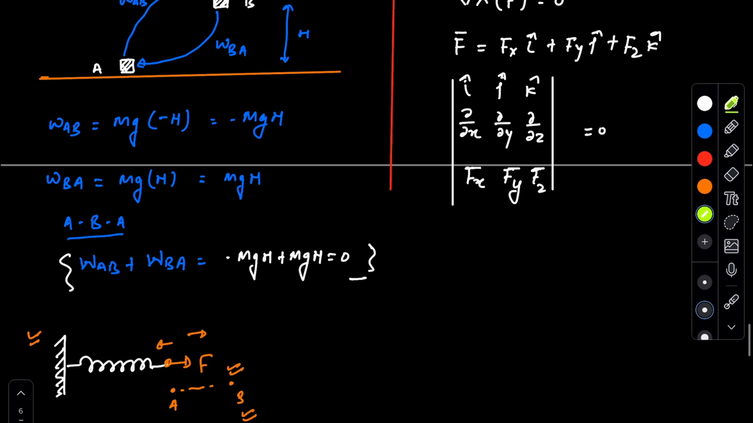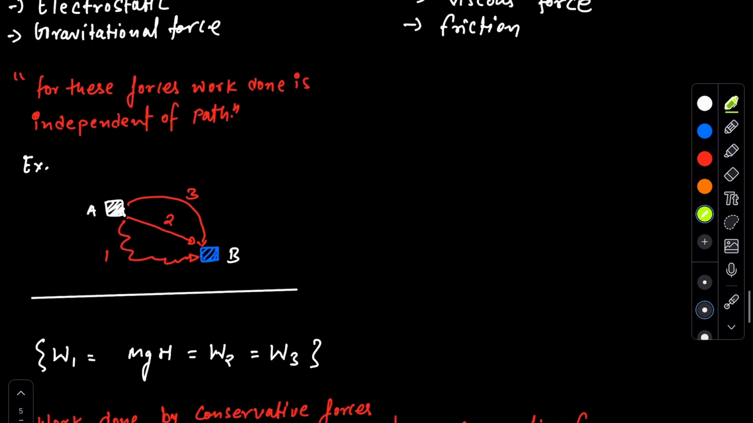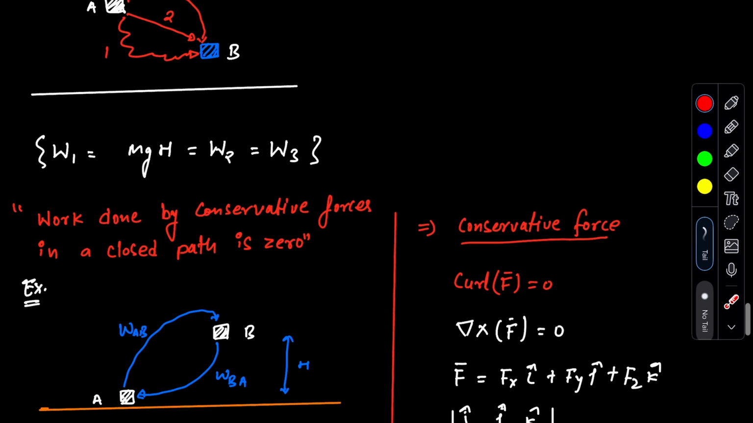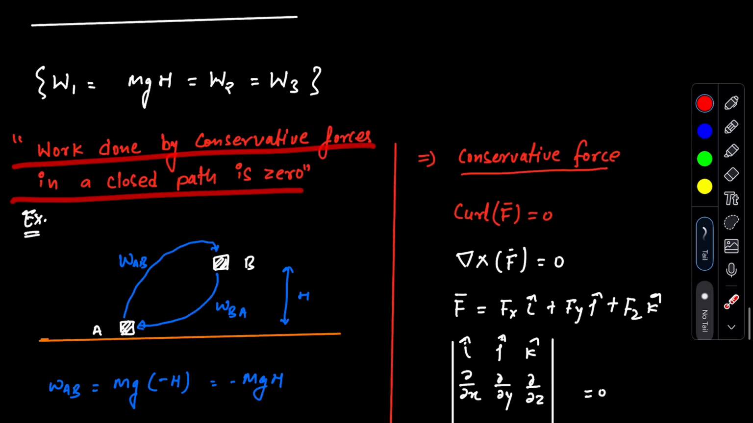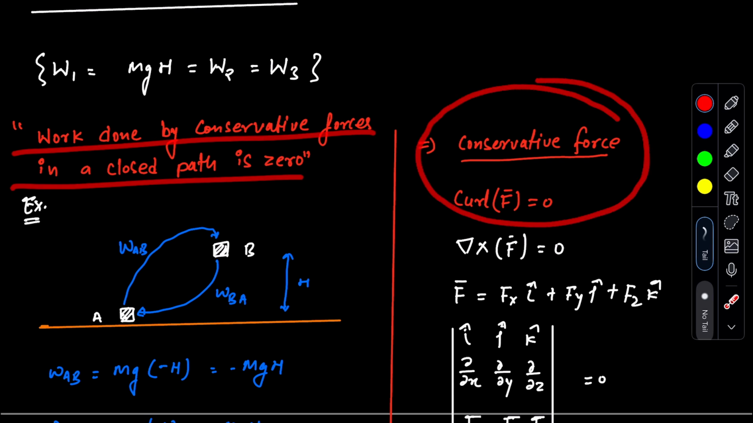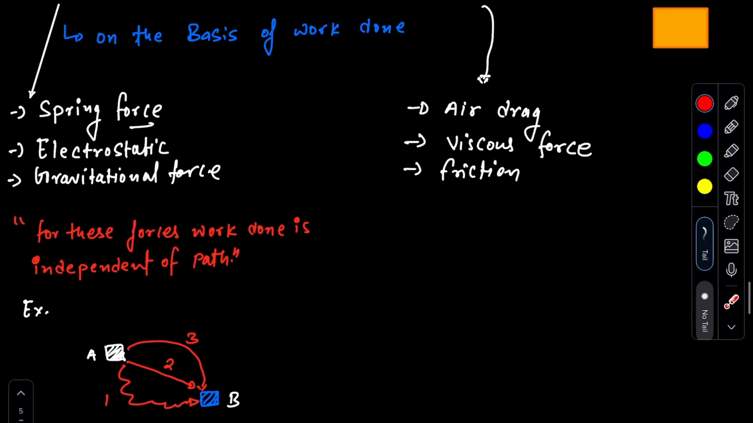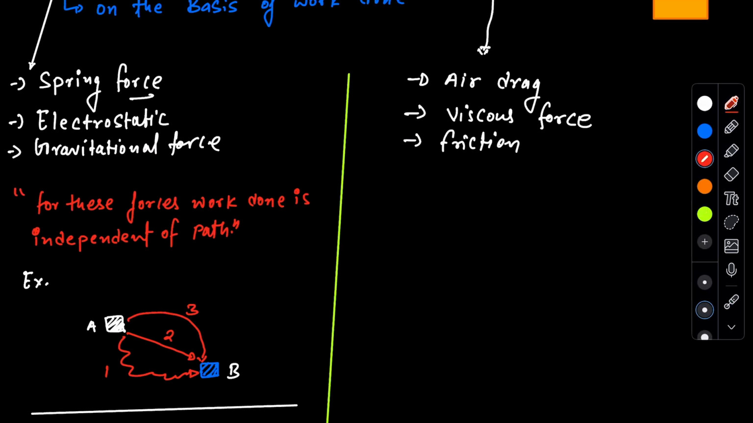Alright, so now we know what the conservative forces are. Basically, for a conservative force, work done is independent of the path. Second thing is work done by the conservative force in a closed path is 0, and this is the third point, that for a conservative force curl F will be 0. Okay. Now what about the non-conservative force? For a non-conservative force, the conditions will be just the opposite of the conservative forces.